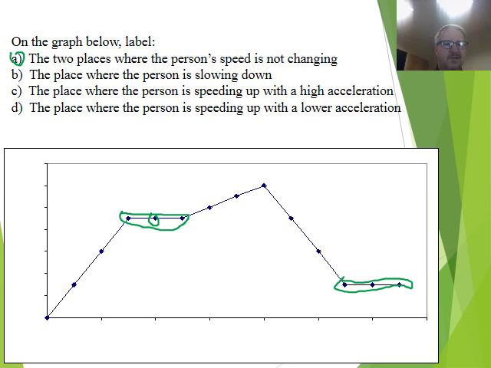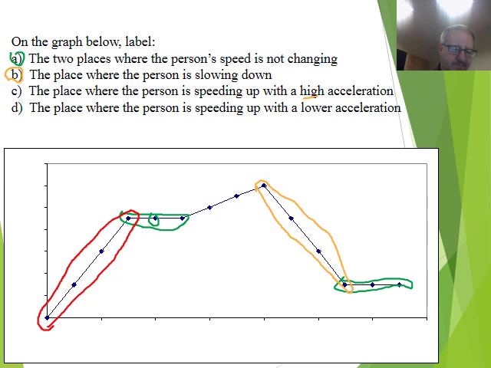I'll just do different colors for each one. The place where the person is slowing down would be this line segment here. That's B. Place where the person is speeding up with high acceleration, that's key here. So let's go with red for high acceleration, would be here, comparatively speaking.